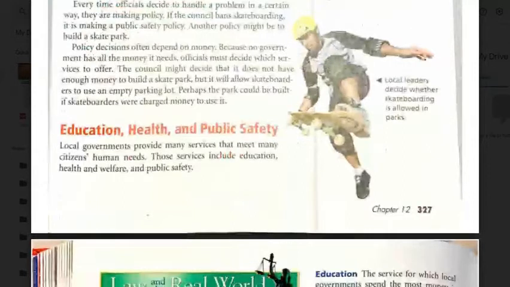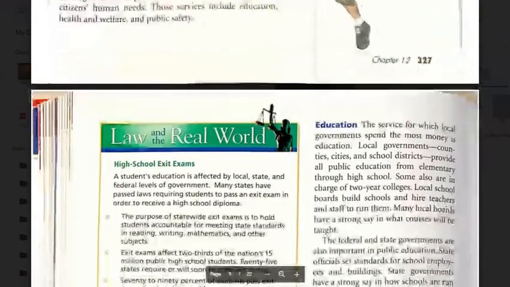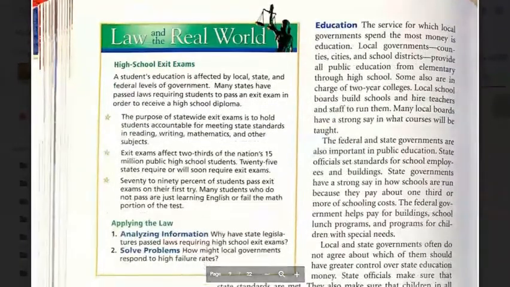Education, health, and public safety. Local governments provide many services that meet many citizens' human needs. These services include education, health and welfare, and public safety. Education. The service for which local governments spend the most money is education. So remember, local governments and state governments spend the most money on education.